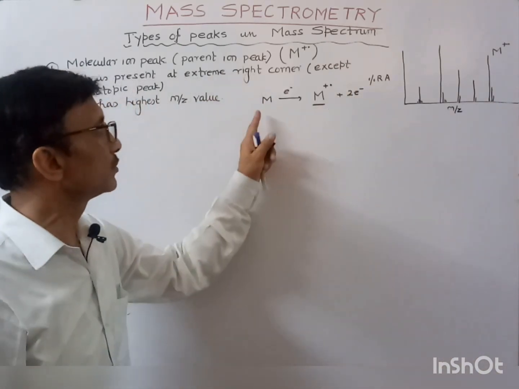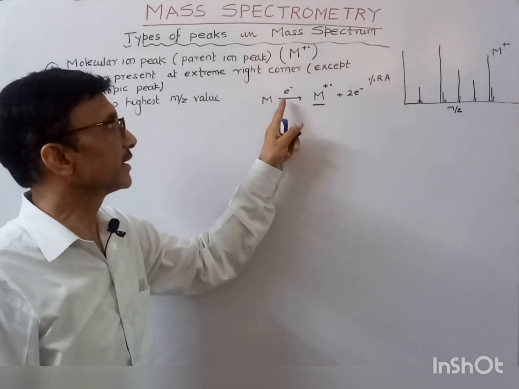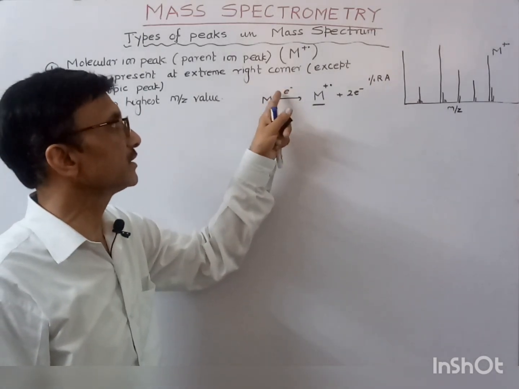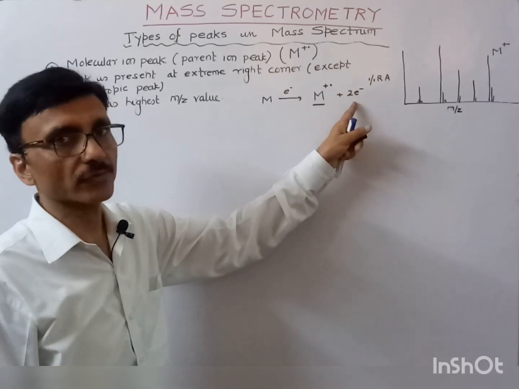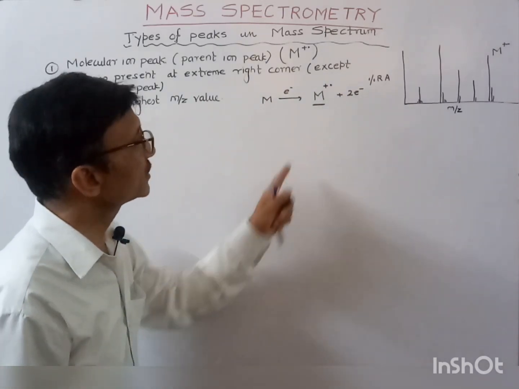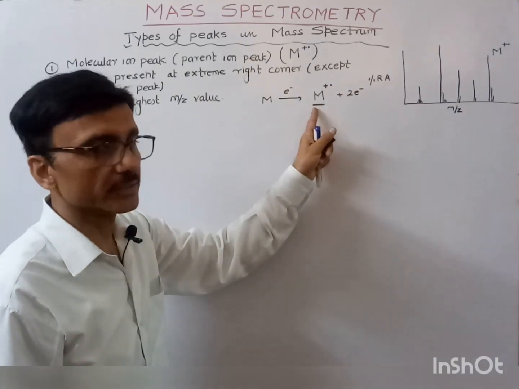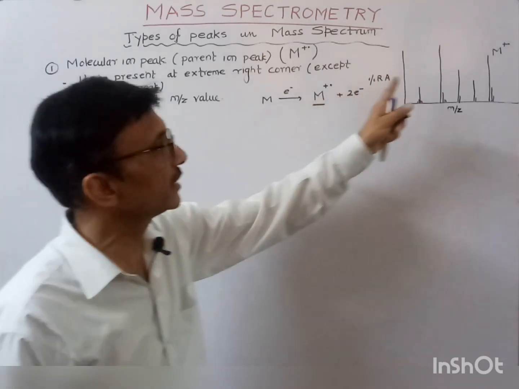Two electrons are involved here. One electron is removed from this molecule and another electron is reflected. These are the reflected electrons, so two electrons. So this is the molecular ion, which shows the peak here.